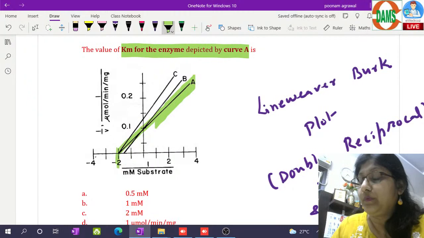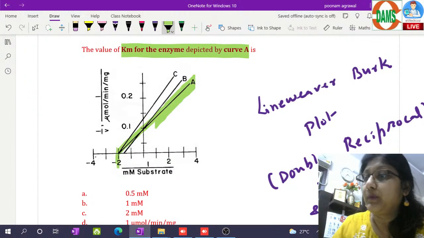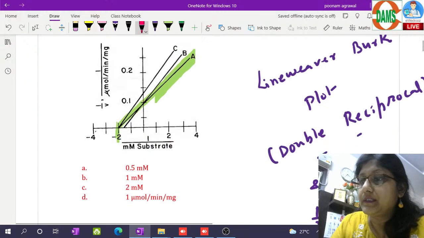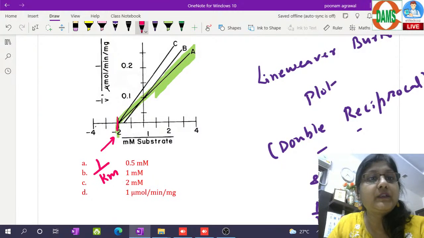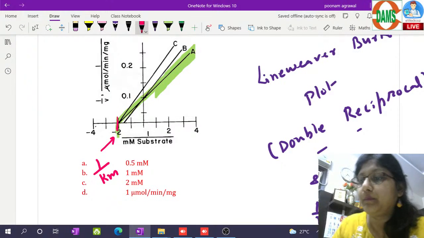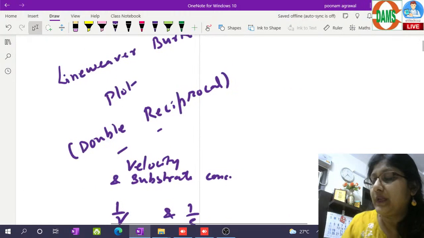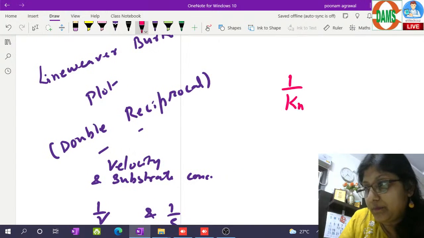You must know whenever we are talking about a Lineweaver-Burk plot, the line which is representing the enzyme kinetics, wherever it is intersecting the minus x-axis, that point is representing the value of 1/Km. So this -2 is actually the value of 1/Km. So we understand the value of 1/Km in this plot is given as -2.